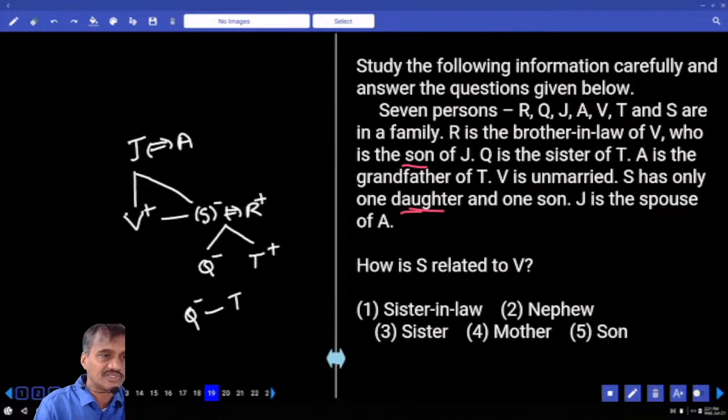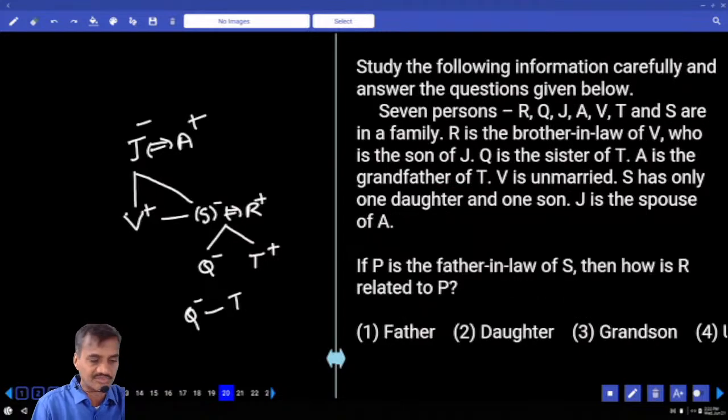1, 2, 3, 4, 5, 6, 7. Then A is the grandfather of T, A is a male, J is a female. Then how is S related to V? How is S related to V here? S is a sister, that is choice 3, question number 19.